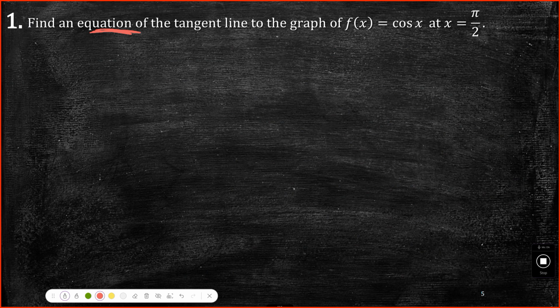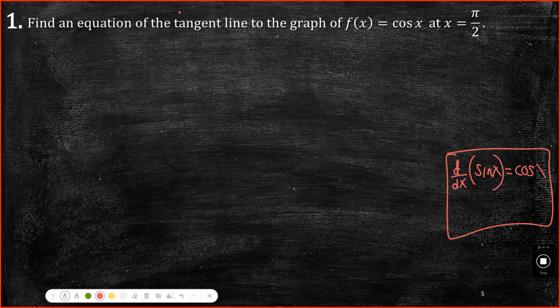Alright, let's put it into practice. Problem 1. All you gotta do, I'm gonna write it down right here. The derivative d/dx of sine x is what? Cosine x. d/dx of cosine x is negative sine x. Okay, so you need to know this.